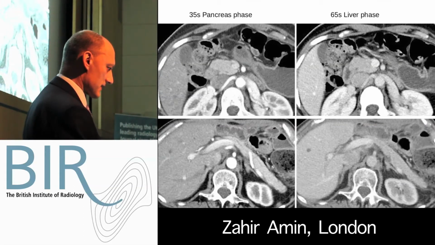Just examples of a normal pancreas. You can see in the early phase the enhancing head of pancreas very clearly, the SMA, and then later on the SMV and portal vein are shown more clearly.